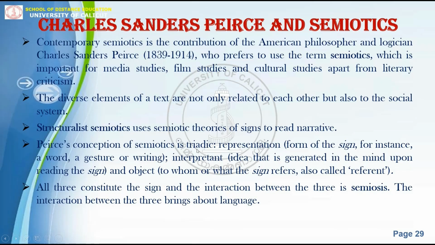Peirce's conception of semiotics is triadic, that is in three ways. Representation, that is the form of the sign, for instance, a word, a gesture, or writing. Interpretant, that is the idea that is generated in the mind upon reading the sign. That is, when you read the word pen, an idea is generated in your mind. An object to whom or what the sign refers, also called referent, that is the pen, the image. All three constitute the sign, and interaction between the three is semiosis. The interaction between the three brings about language.